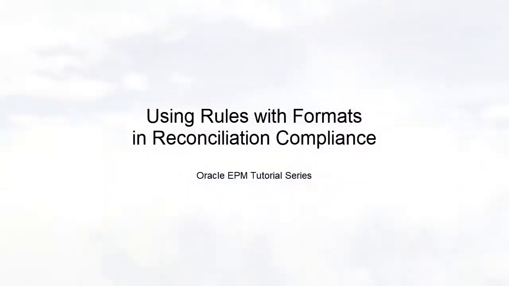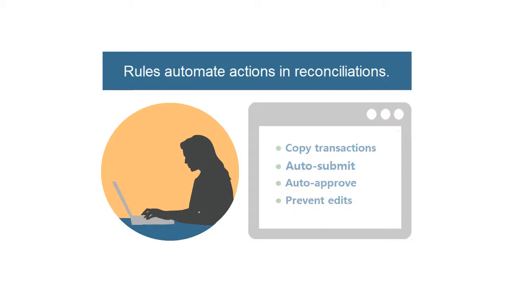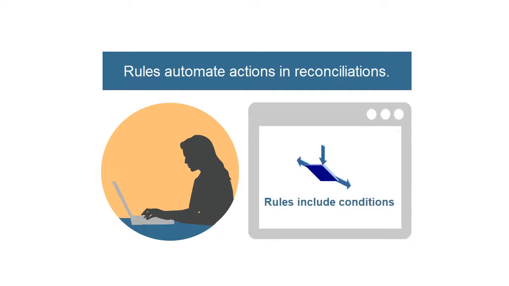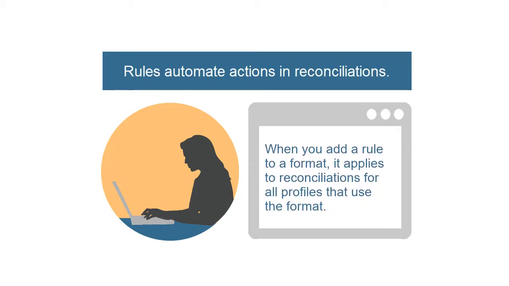Welcome to this step-by-step tutorial on how to use rules with formats in reconciliation compliance. Rules allow you to automate actions in your reconciliation process. All rules include conditions. Rules run when the conditions that you specify are met. When you add a rule to a format, it applies to reconciliations for all profiles that use the format.